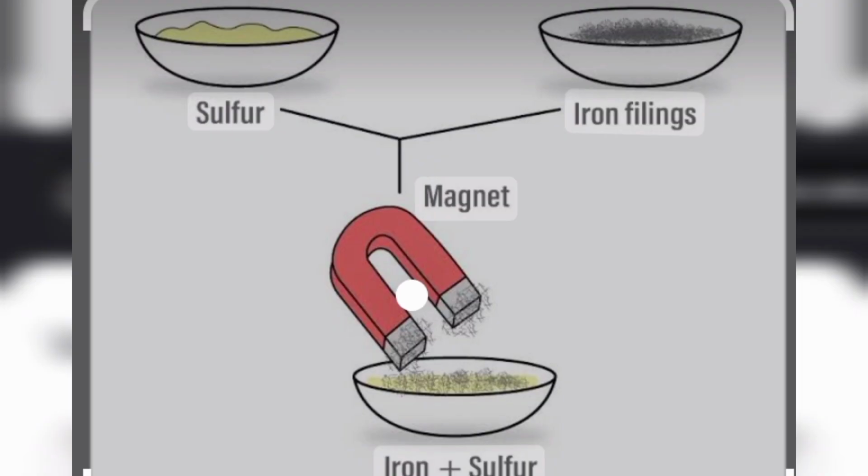Here is the pictorial description of the practical activity. In this activity, sulfur and iron filings are mixed and a mixture of iron and sulfur is formed. When the magnet is brought closer to the iron and sulfur mixture, the pieces of iron will be attracted towards the magnet, as the magnet has a force of attraction towards metal and iron is a metal. As you are observing, the pieces of iron are attracted towards the magnet.